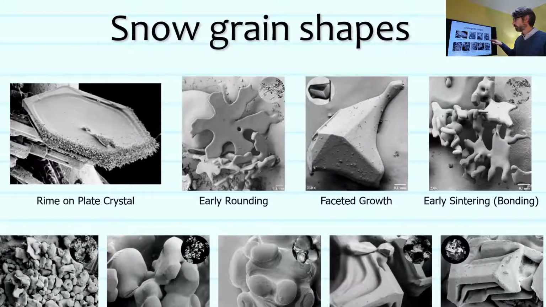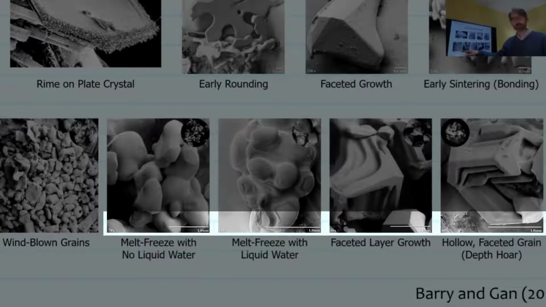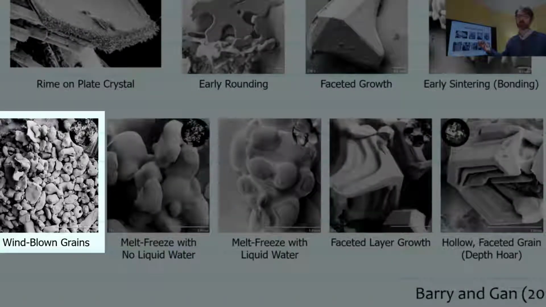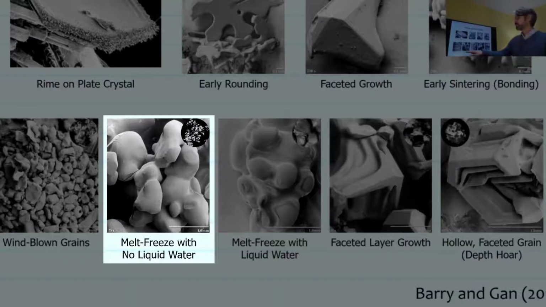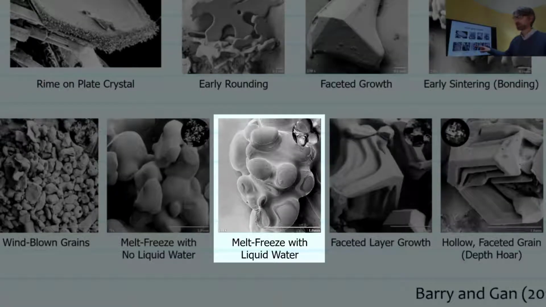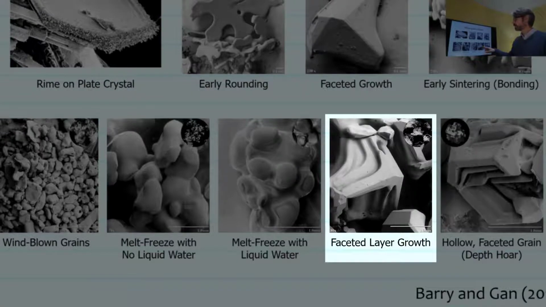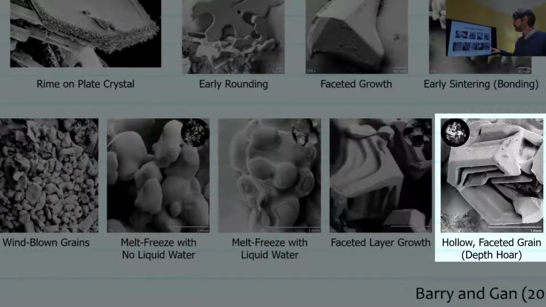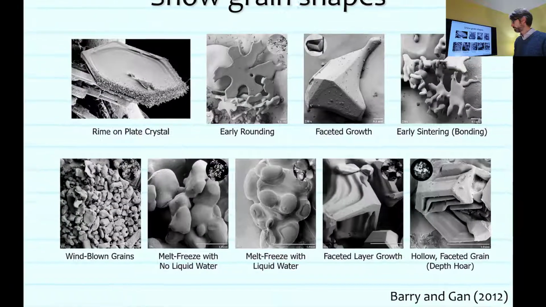Again, very small. Then these are a larger scale. This is 1 millimeter for these bars here. And so here we're looking at wind-blown grains, so they're being rounded off. This is melt and freeze with no liquid water present. So you can see it's much less extreme than this case here, where we've had melt and then freeze with liquid water. This is faceted layer growth, so this is where we're beginning to get depth hoar, and then this is an example of depth hoar.